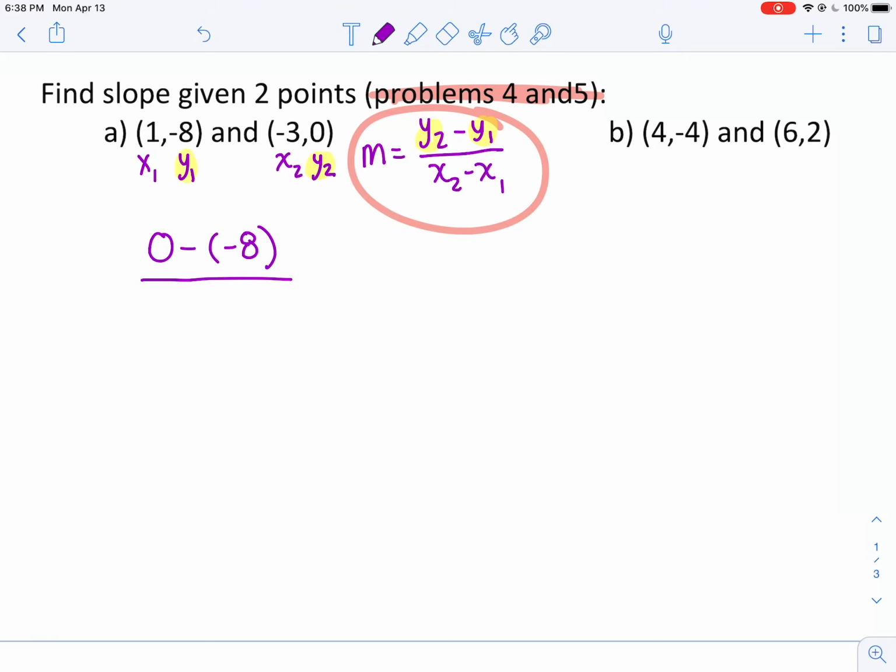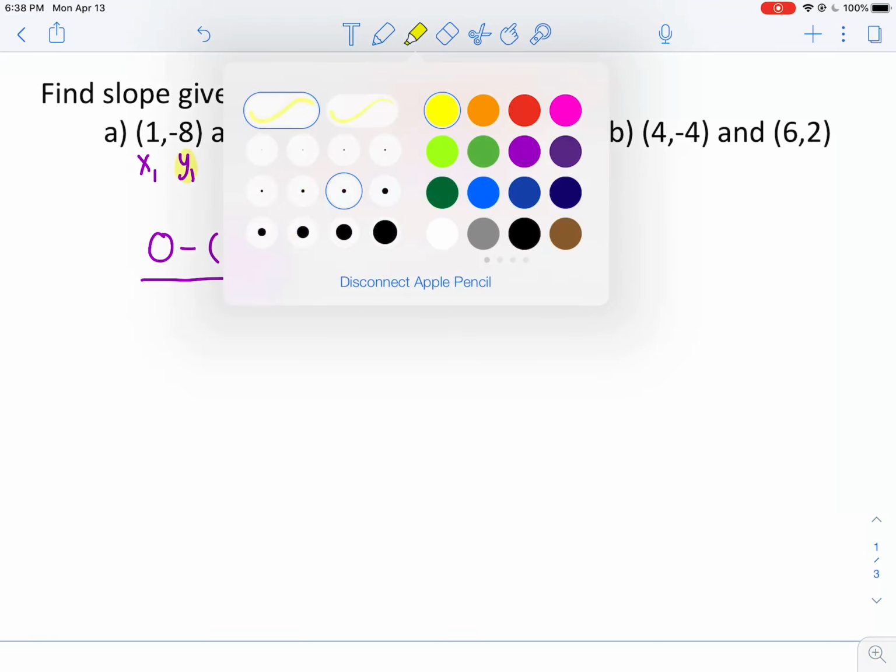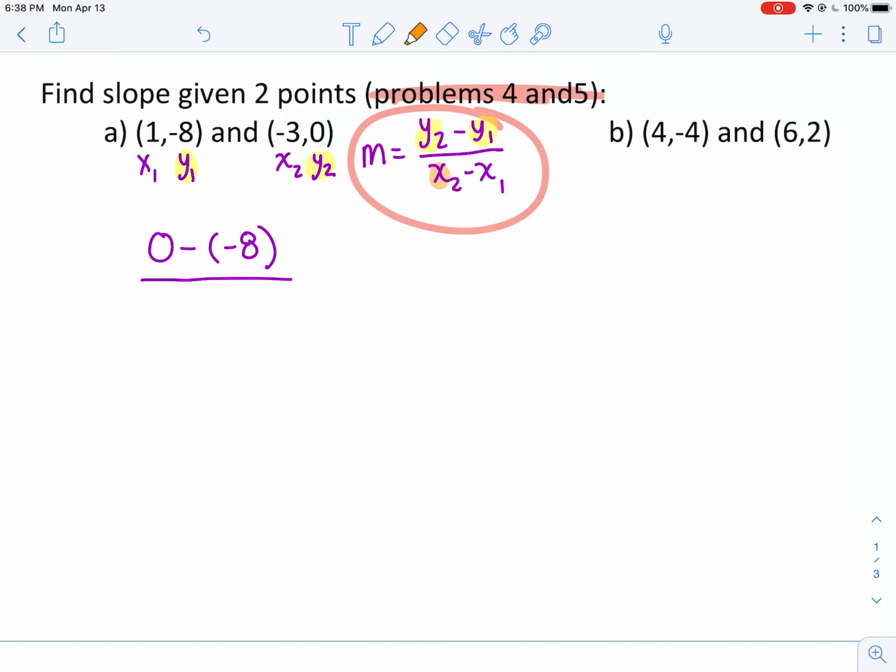Make sure you use parentheses around negative numbers. All over, and then we got x2 minus x1, or negative 3 minus 1. You want to put parentheses around negative numbers. Okay. Now, you just type the top into the calculator just the exact way it is.